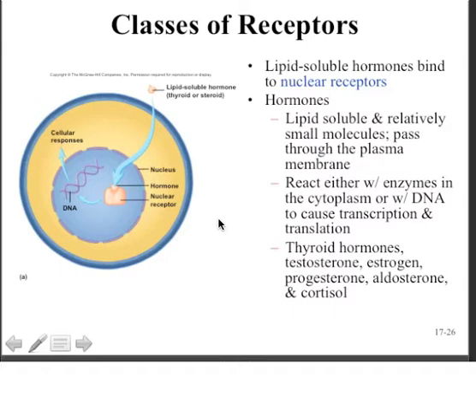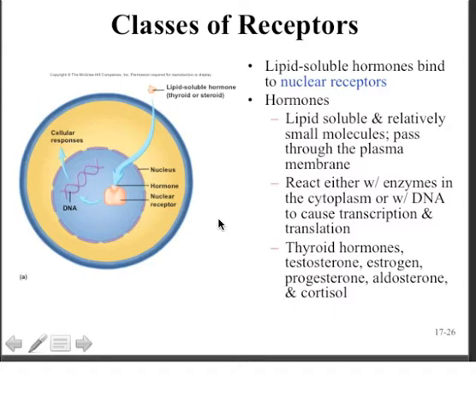Examples of hormones that work through this method are thyroid hormone, testosterone, estrogen, progesterone, aldosterone, and cortisol, all lipid-soluble hormones. You can tell by looking at their structure, because they're predominated by carbon and hydrogen, that they're not going to dissolve very well in water.